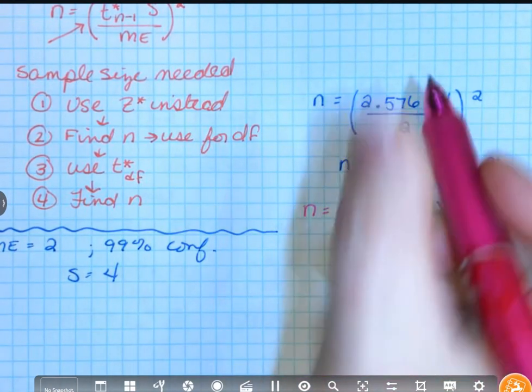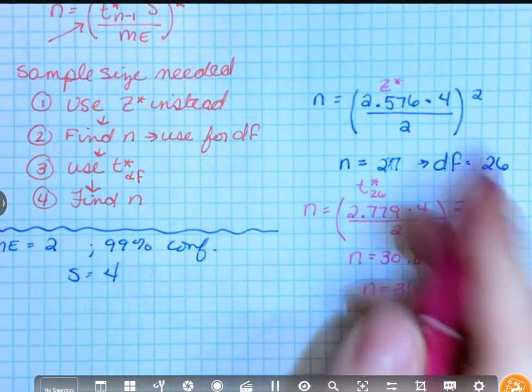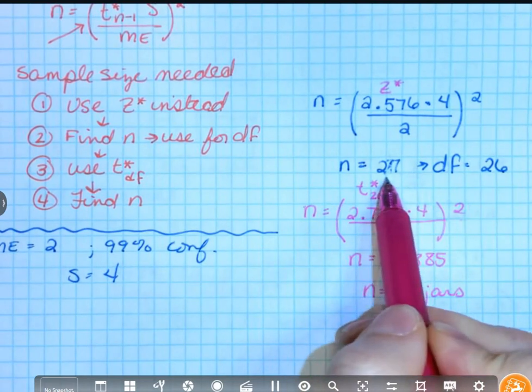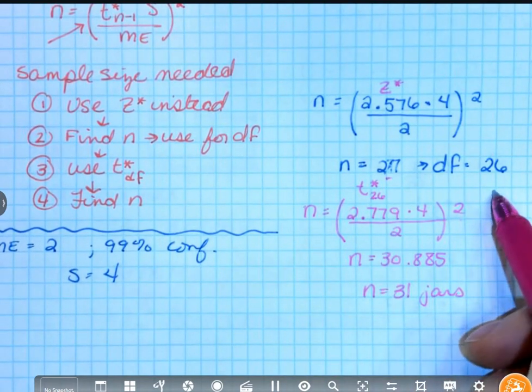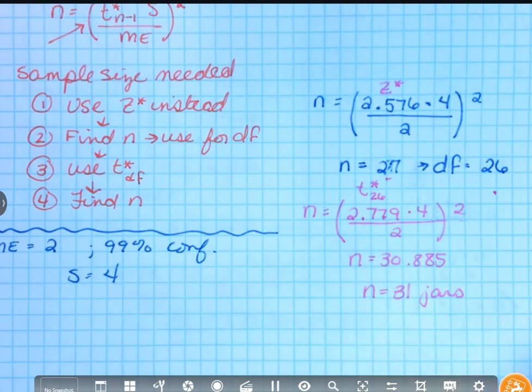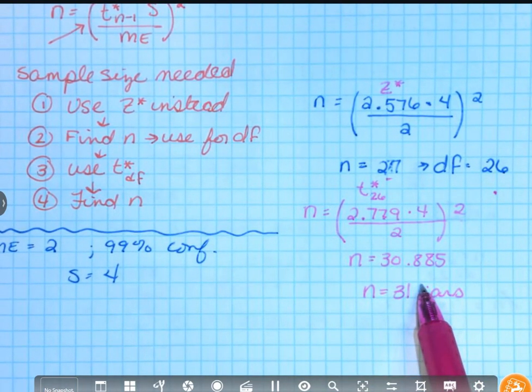So we started with using Z star. Use that to find n. Use that to find the degrees of freedom. Use that to find T star. And then use that to find n.